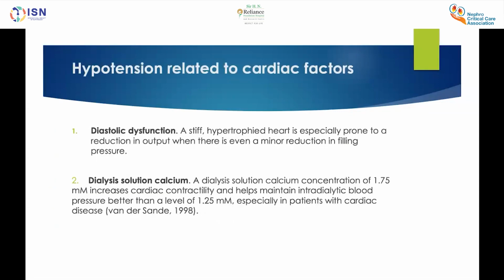Now, hypotension related to cardiac factors. That could be because of diastolic dysfunction. So, a stiff, hypertrophied heart is especially prone to a reduction in the output when there is even a minor reduction in the filling pressures. Dialysis solution calcium concentration of around 1.75 mM increases cardiac contractility and helps maintain the intradialytic blood pressure better compared to a level of 1.25 mM, especially in patients with cardiac disease.